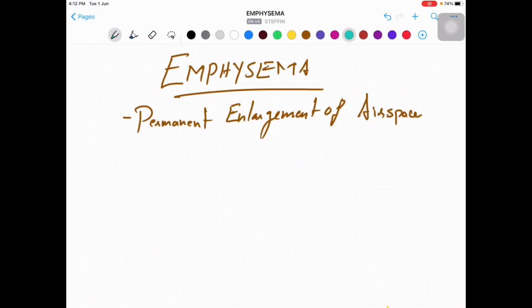Friends, today we are going to study the topic emphysema. It is an abnormal, permanent enlargement of airspace from distal to terminal bronchiole to alveoli. This is the definition of emphysema.